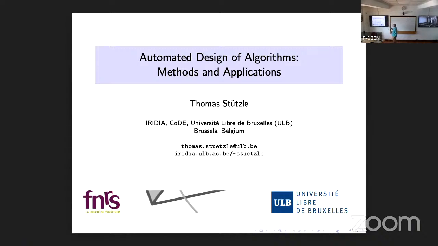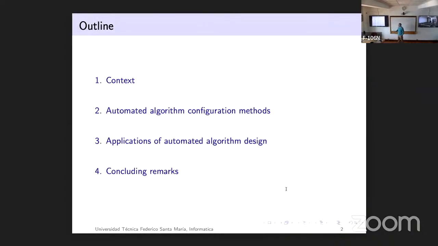So this is automatic design of algorithms, methods, and applications. First of all, an outline. It will be about the context, what it is, and about automated algorithm configuration methods, and then automatic algorithm design, derived or previous, and including.